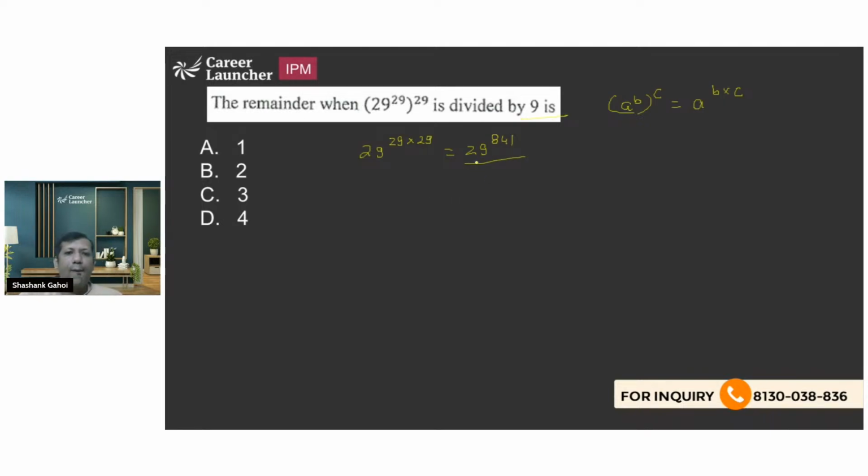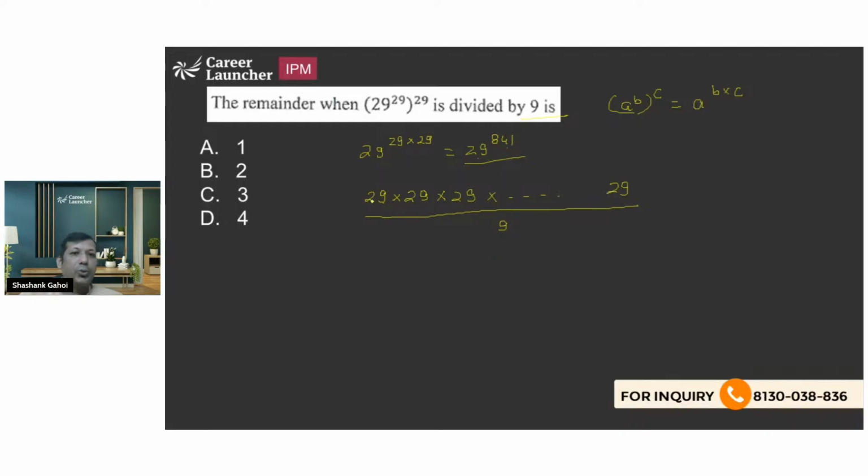ठीक है, सो रिमाइंडर का कंसेप्ट समझ लेते हैं. रिमाइंडर में अगर हम देखें, so basically what is happening, 29 is being multiplied how many times? It is being multiplied 841 times. ठीक है, इसको मैं किससे डिवाइड कर रहा हूँ? 9 से. ठीक है, when numbers are multiplied, remainders are also multiplied. ये बात आपको पता होनी चाहिए. If you are solving a question of remainder, then the basic principle of remainder says that if numbers are multiplied, then remainders are also multiplied. This is something that you need to remember.